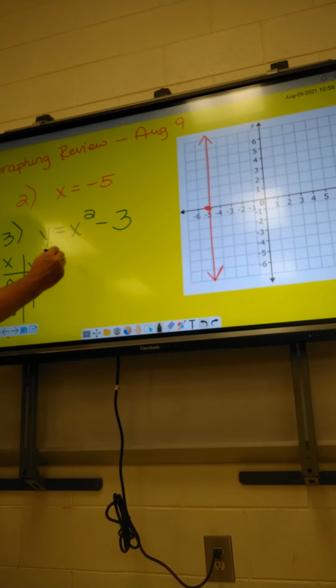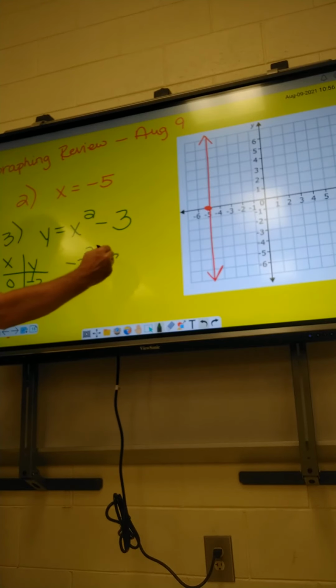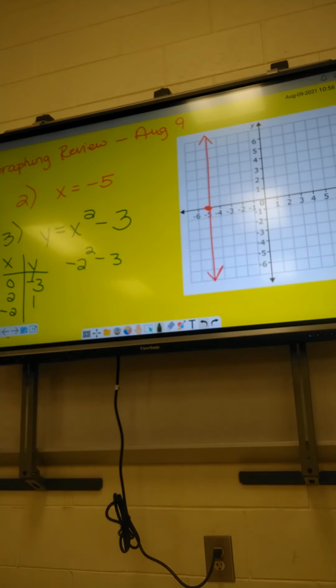All right, this is where first block messed up. A lot of kids did this. They plugged in negative 2 squared minus 3 in their calculator. They got negative 7, which is wrong. How did they mess up? They didn't put in parentheses. They forgot to put the parentheses. Anytime you got a negative number and you square it, you got to put parentheses. Plug it in, see what you get. 1. Got 1 again.